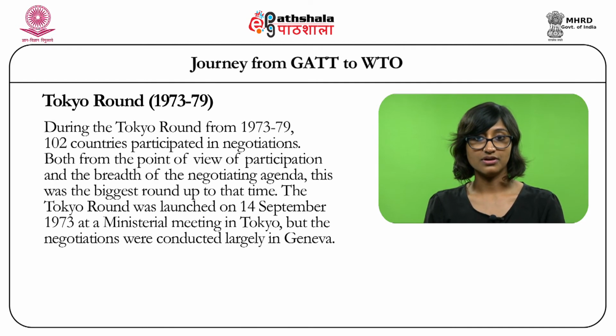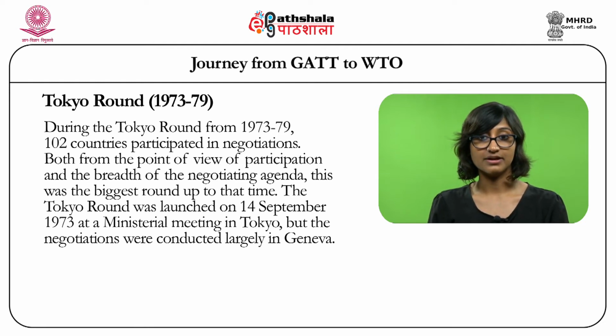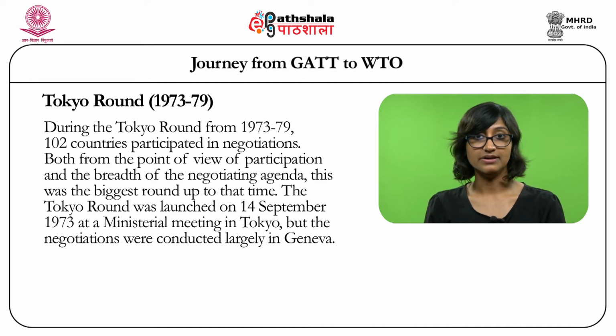During the Tokyo round, 102 countries participated in negotiations. Both from the point of view of participation and the breadth of the negotiating agenda, this was the biggest round up to that time. The Tokyo round was launched on 14 September 1973 at a ministerial meeting in Tokyo, but the negotiations were largely conducted in Geneva.